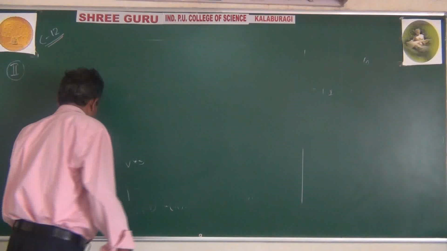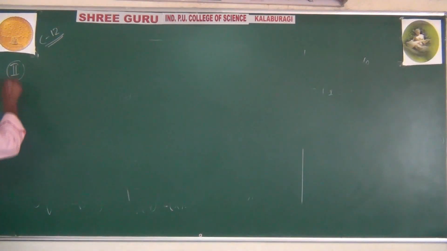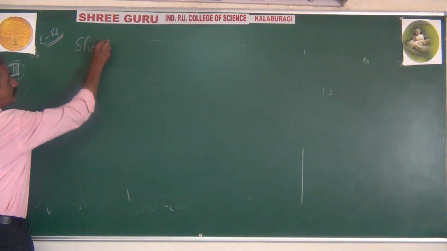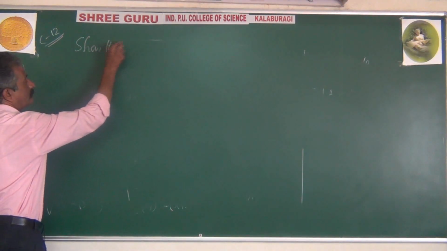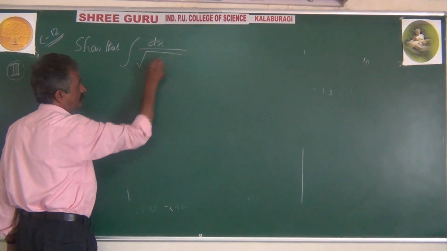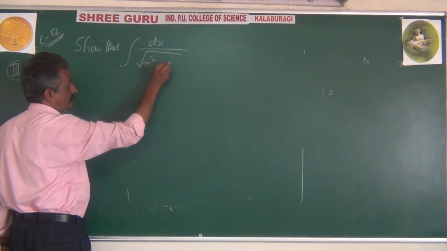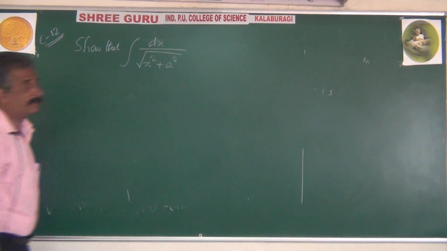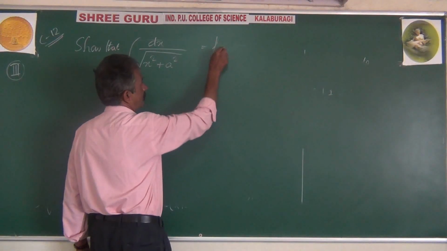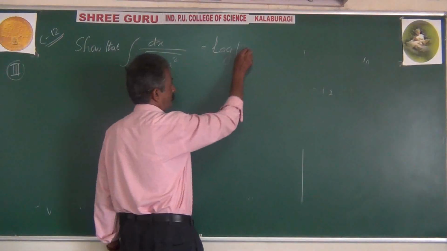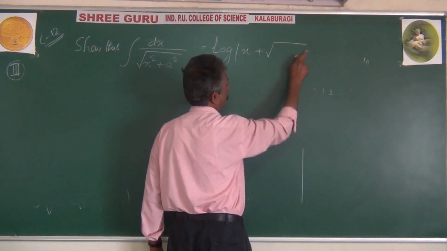Show that, or it may be prove that: integration dx divided by square root of x square plus a square equals log of modulus of x plus square root of x square plus a square, plus c.